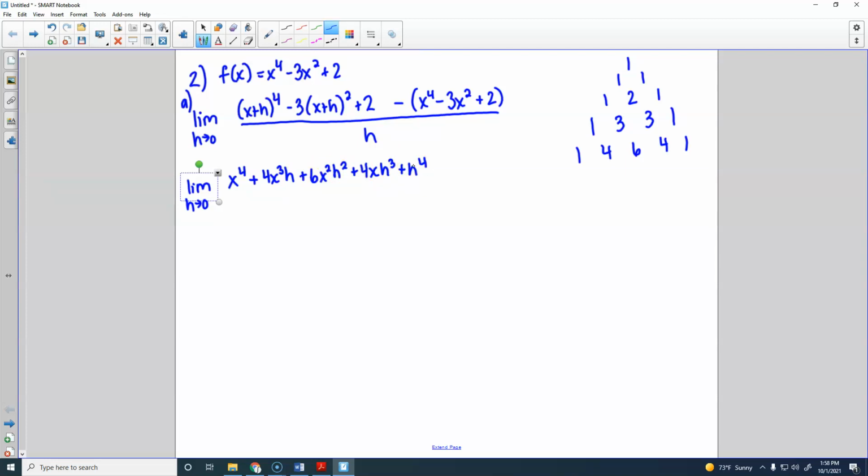I will be checking for the notation. It is hard to fit all of this on one line. Minus, we're going to have 3 times x squared plus 2xh plus h squared plus 2. And then I'm going to distribute that negative there, minus x to the 4th plus 3x squared minus 2.